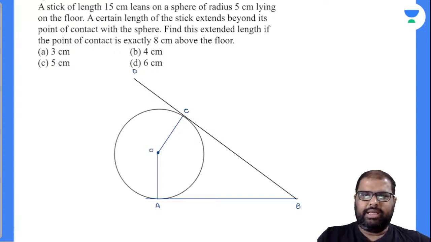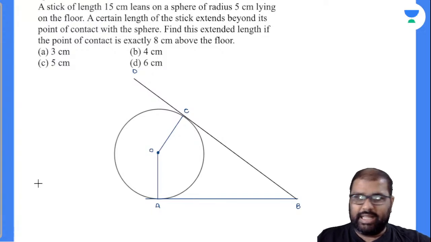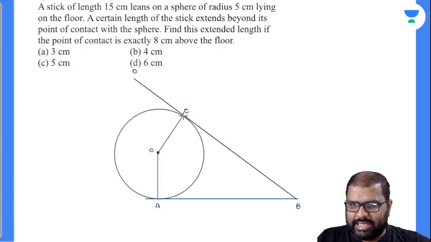Yes, perfectly. Is there any other point given there? Yes. Beyond its point of contact with the sphere, find this extended length, if the point of contact is exactly 8 centimeter above the floor. Now say this is the point of contact, this is the floor. So the distance between floor and point of contact is 8 centimeter, it seems. I hope I am clear regarding this.